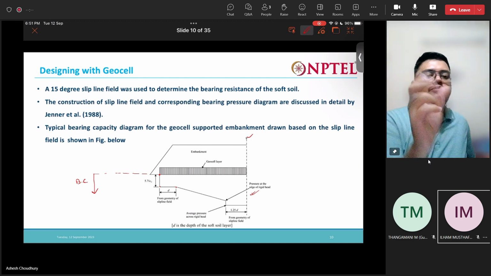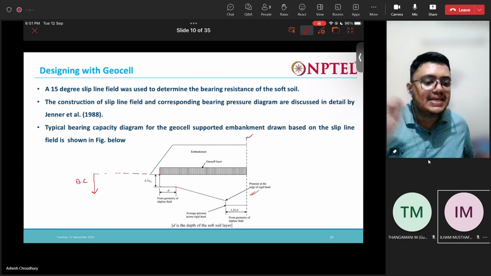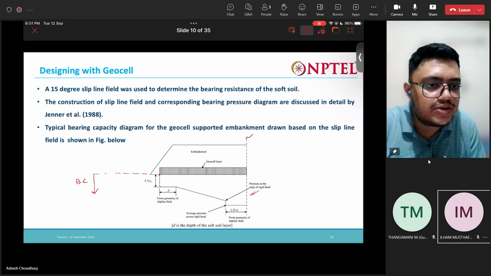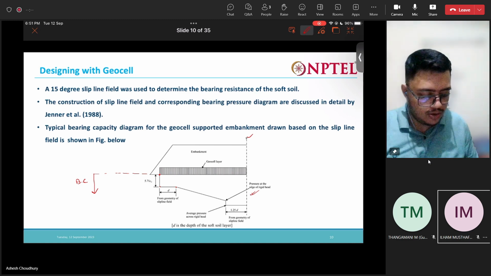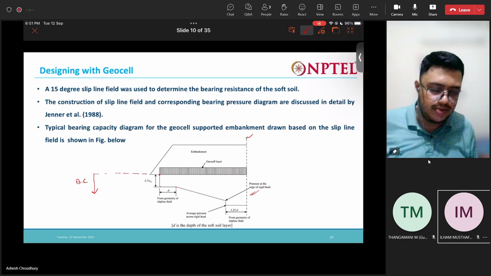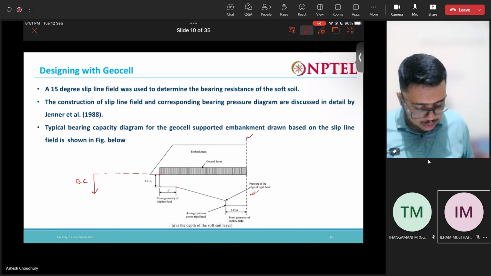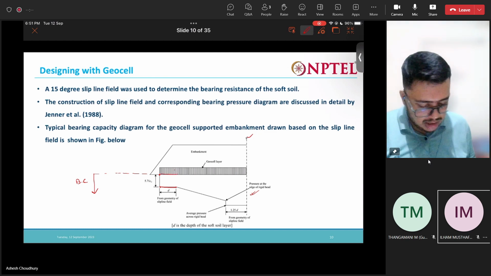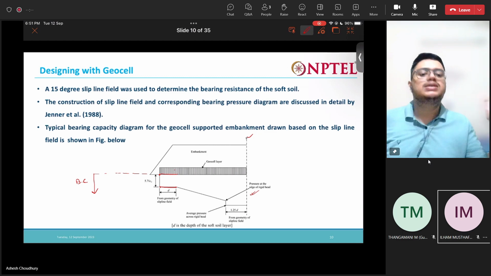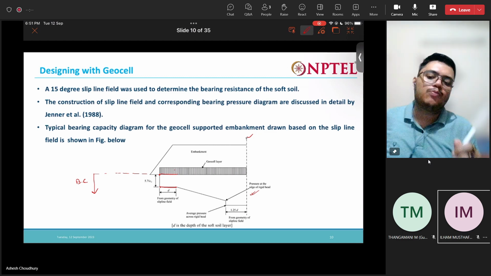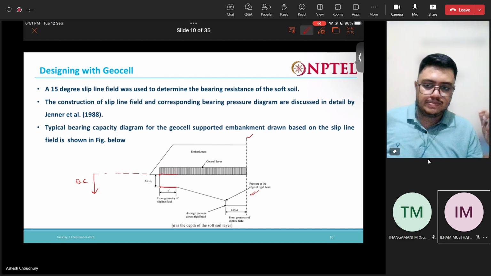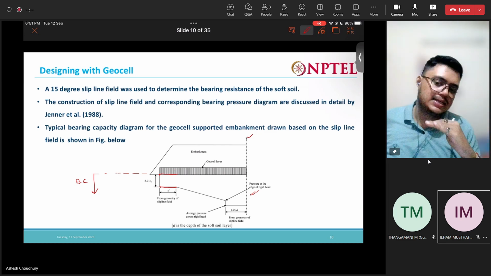From here, to a distance of D. Well, what is D? D is the depth of our soft soil, or the soft foundation layer. Up to D width, up to D length in this direction, we have 5.71 cu as the constant bearing capacity.